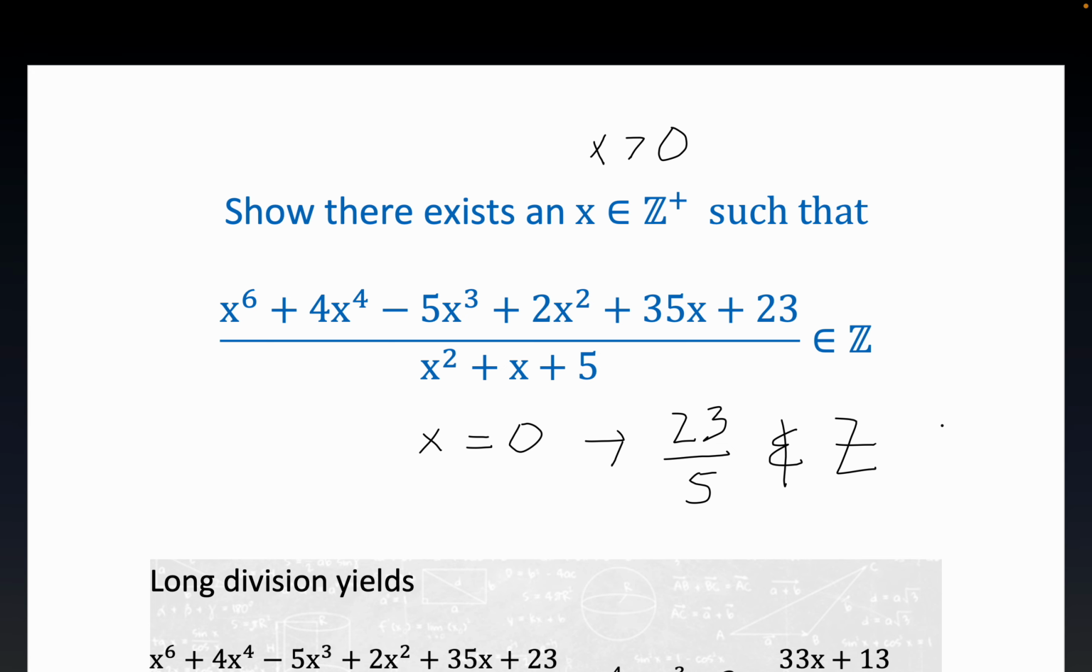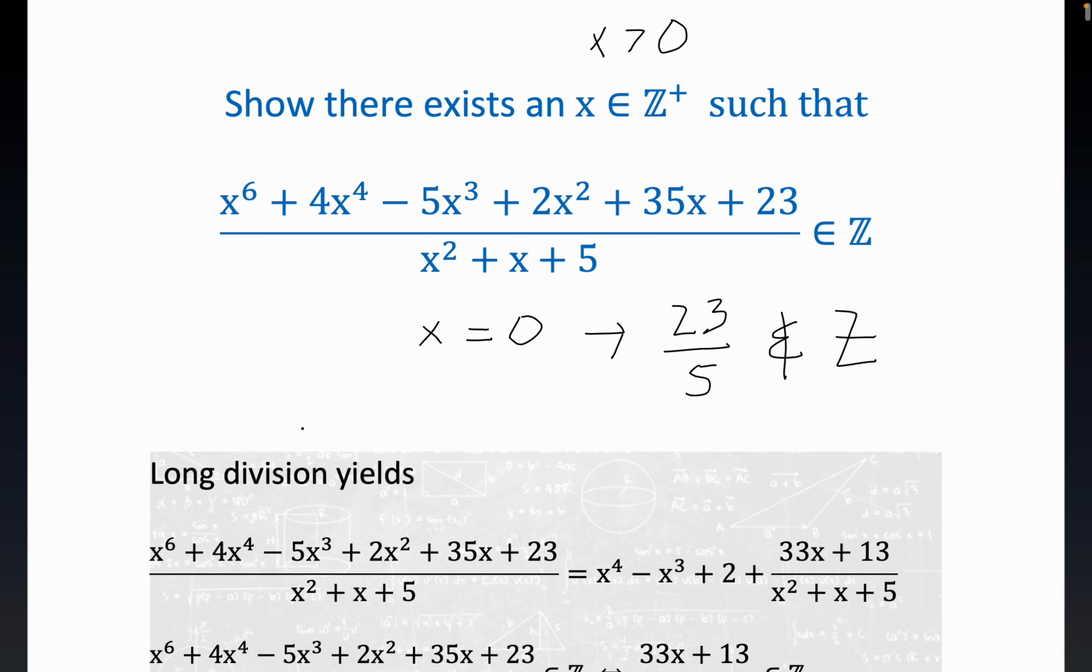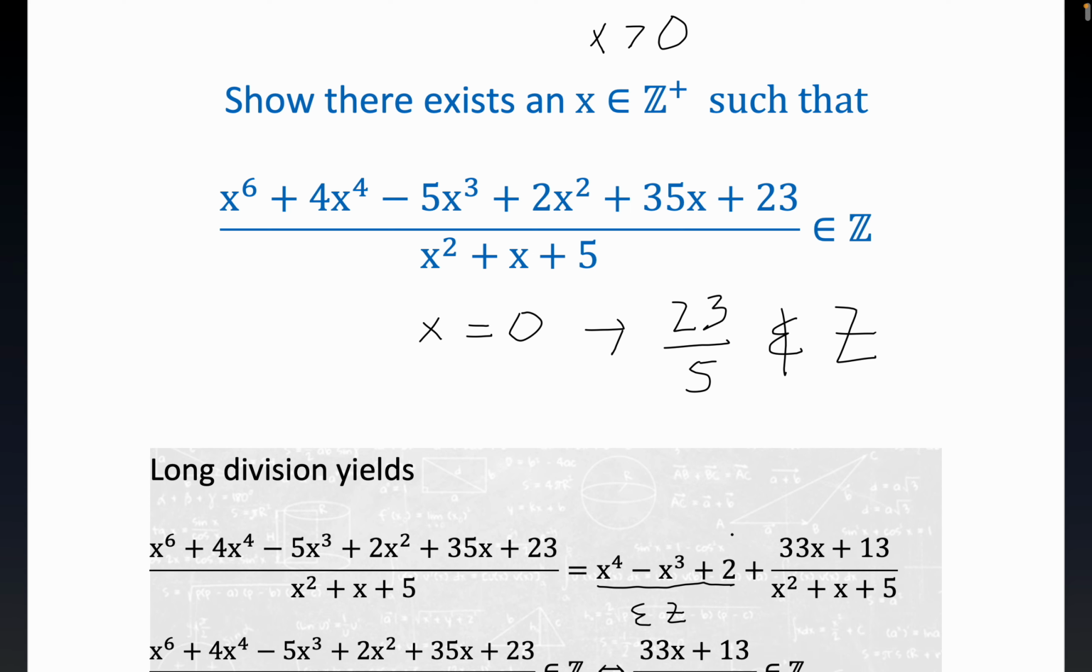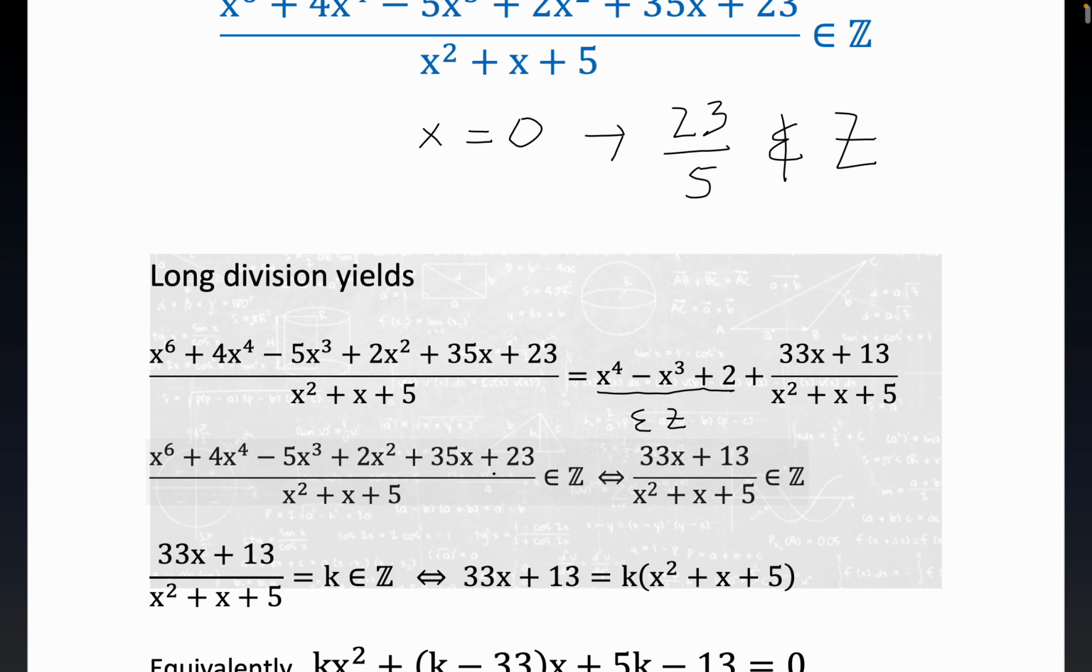Okay, so we need some sort of methodology to do this. I don't know of a way to do this that's not just ad hoc unless we do long division. I didn't go through the steps of the long division, but when you do it, you get this piece right here, which is certainly a member of Z for all integers x. We just need this object here to be a member of Z. So that's really the whole problem, and that's what I wrote right here.